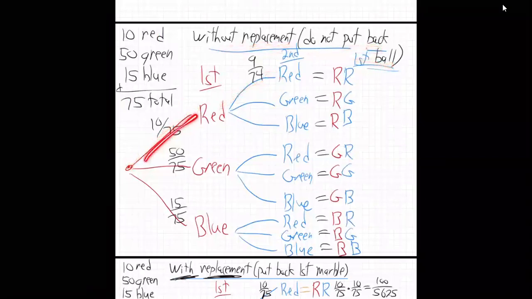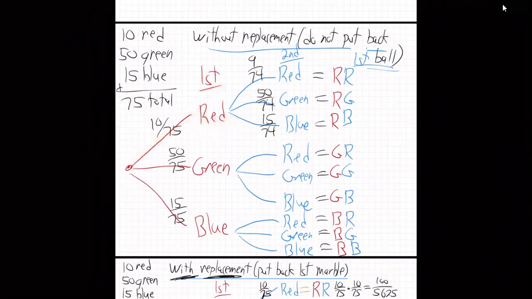So if you got a red out the first time, and you're not putting it back, this is without replacement. What's the chance you're going to get red the second? Well, you only have 9 red left out of 74 total. What's the chance you're going to get green the second time? Well, you have all the green still, 50 out of 74. There's only 74 marbles, and you still have all the blue, 15 out of 74, if you're up here because you got red out on the first one.